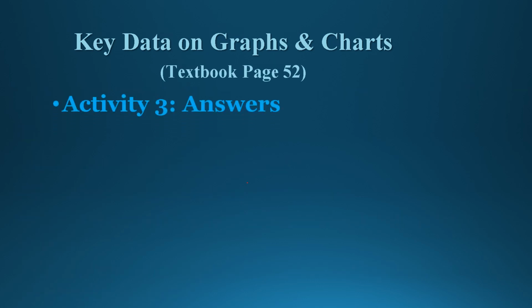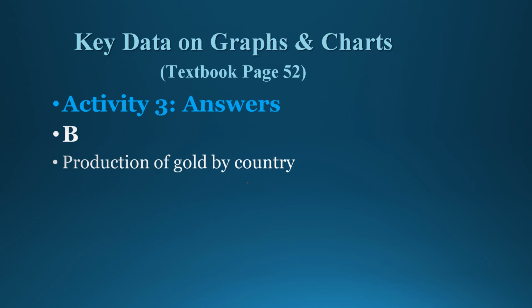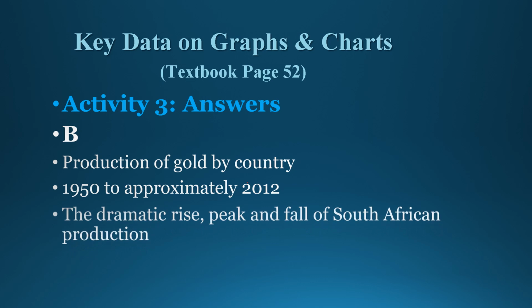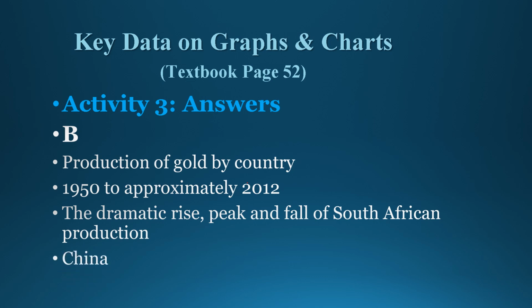Okay, let's go to the answers for graph B, slide B. Production of gold by country. 1950 to approximately 2012, extending to 2020 with the prediction. The dramatic rise, peak, and fall of South African production. China.